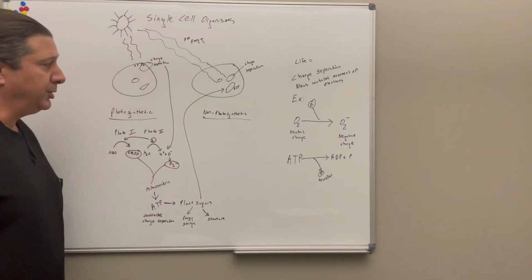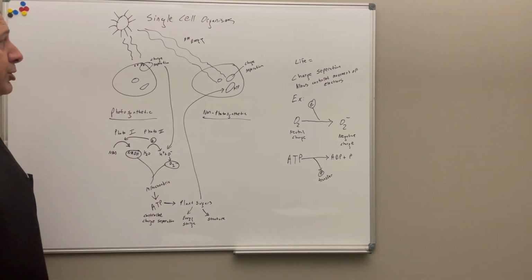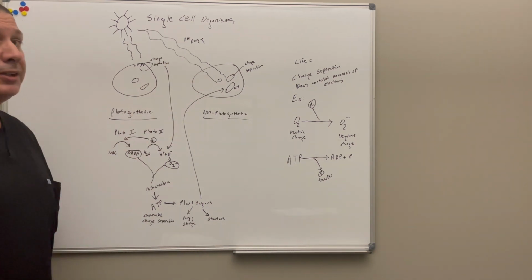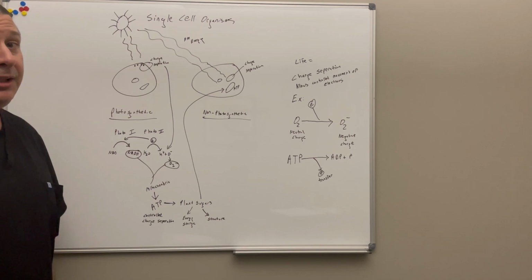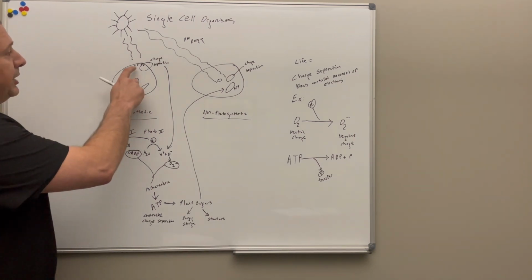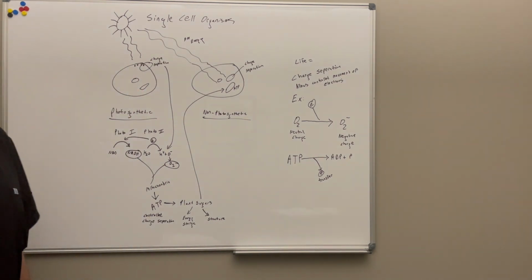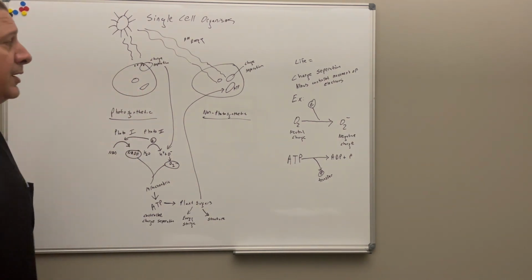Now when you get to the non-photosynthetic organism, non-photosynthetic organisms are still absorbing electromagnetic energy. This is going to be a very key point that I'm making in my biophotonic model. Conventional science only recognizes charge separation occurring within a photosynthetic organism.